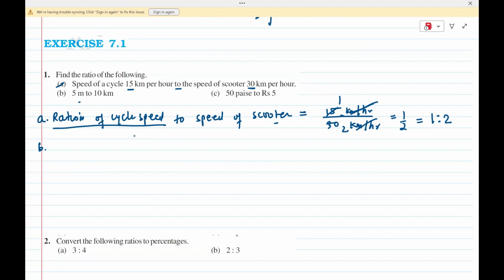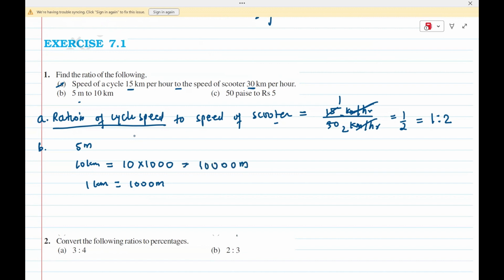5 meter to 10 kilometer. As the first quantity is 5 meter, but the second quantity is 10 kilometer, convert that into meter. I know 1 kilometer is 1000 meter. So 10 kilometer is 10 into 1000, which is 10,000 meter.